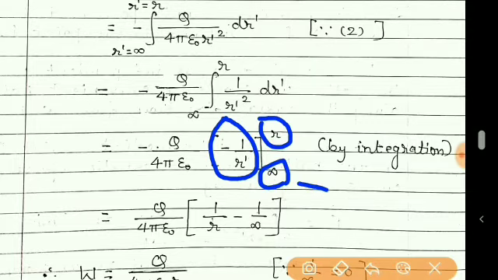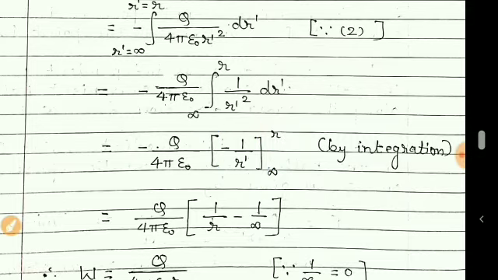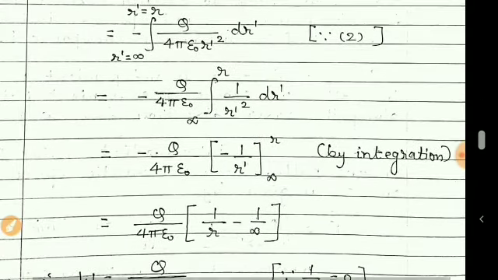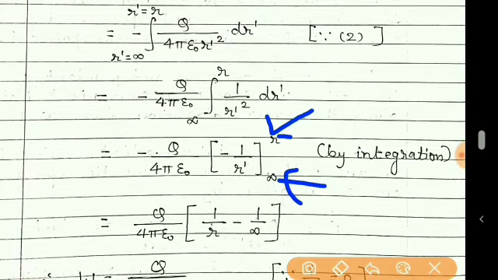So after integration we obtain this, and now putting the upper limits and the lower limits. This is upper limit and this is lower limit. In place of r dash, we will first put this upper limit. So you can see in place of r dash it is 1 upon r, minus in place of r dash we will put infinite.